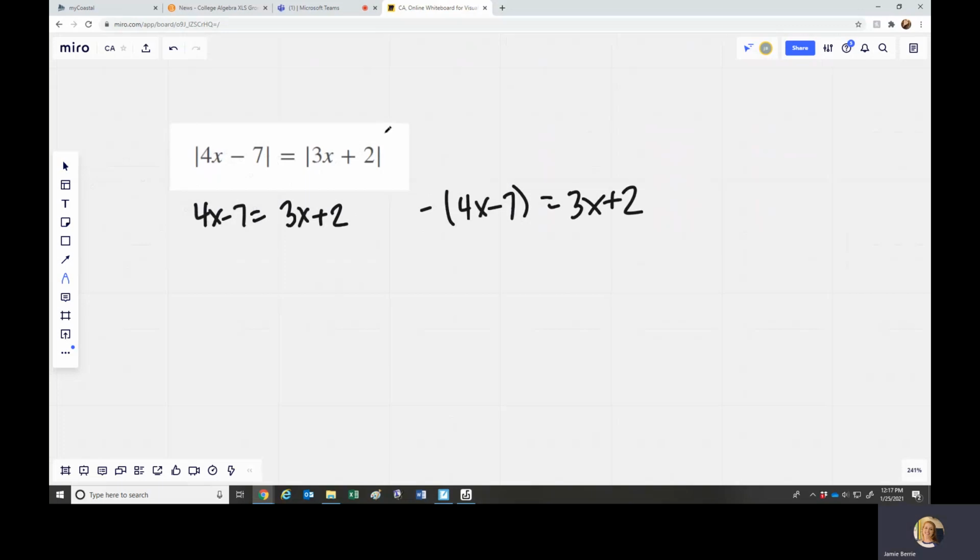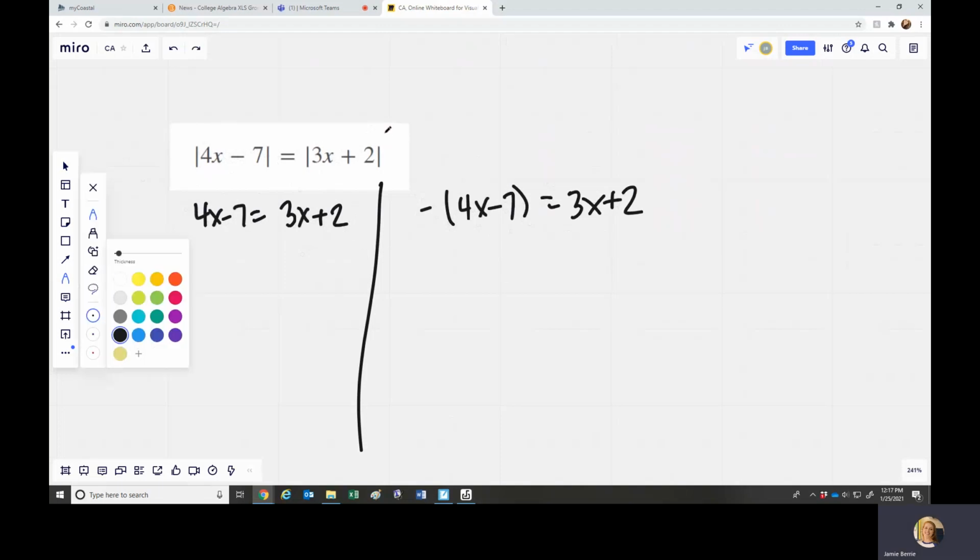Just like what we did when we were solving that first example together, we just set the insides equal to each other. We didn't worry about changing any signs. And then the second part is where you change the sign of one side. So here we changed it to negative (4x minus 7) equals, and then we kept the right-hand side the same. All right, so let's solve both of these.